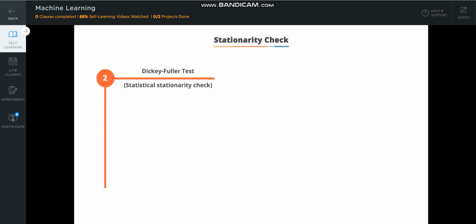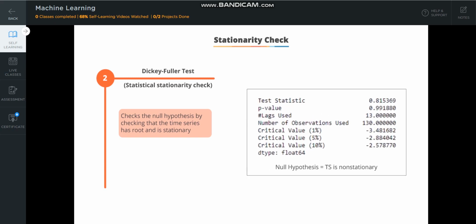Now, if you want to perform a statistical stationarity check, you can apply the Dickey-Fuller test on your data set. Dickey-Fuller checks the null hypothesis that the time series has a unit root and is non-stationary. Otherwise, it rejects this hypothesis. In the given example, the null hypothesis is that the series is non-stationary. Dickey-Fuller checks for the condition if the test statistic is less than the critical value. In such cases, when it is true, it rejects the null hypothesis.